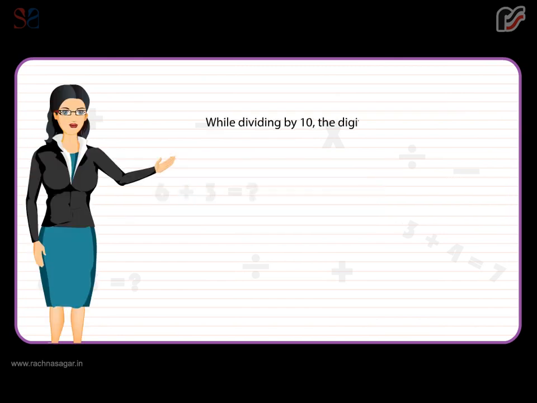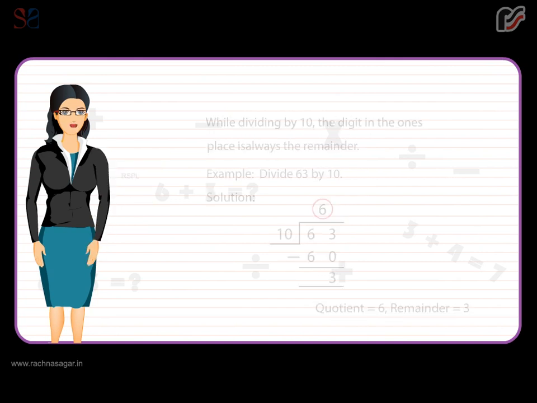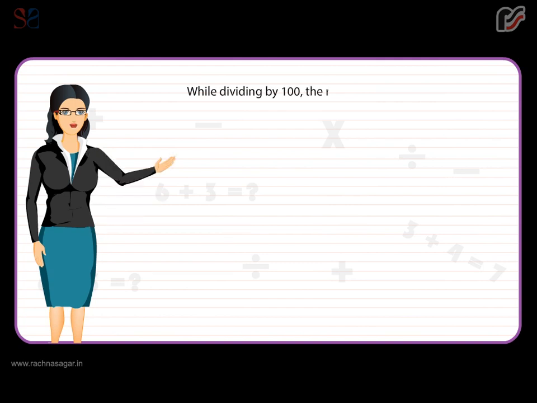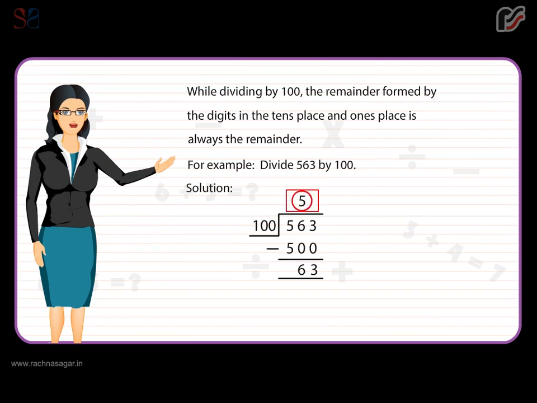Division by 10 and 100. While dividing by 10, the digit in the ones place is always the remainder. For example, on dividing 63 by 10, we get 6 as the quotient and 3 as the remainder. While dividing by 100, the number formed by the digits in the tens place and ones place is always the remainder. For example, on dividing 563 by 100, we get 5 as the quotient and 63 as the remainder.